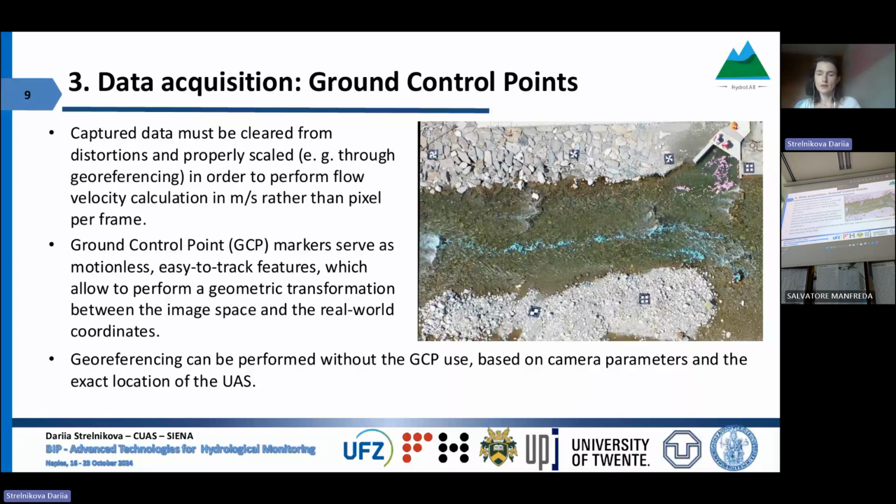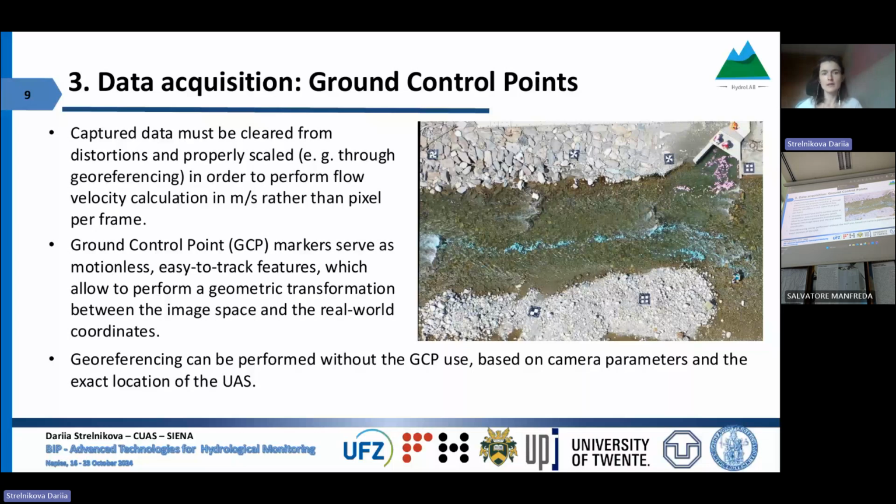There are also methods to georeference the imagery without ground control points based on the exact location of the UAS during the flight and the camera parameters. But the use of GCPs is still a very common practice, and it's also a very reliable one. Therefore, I do not think that it's completely going away in any near future. But I think that some of the colleagues may introduce other methods to you during the talks in the next few days.